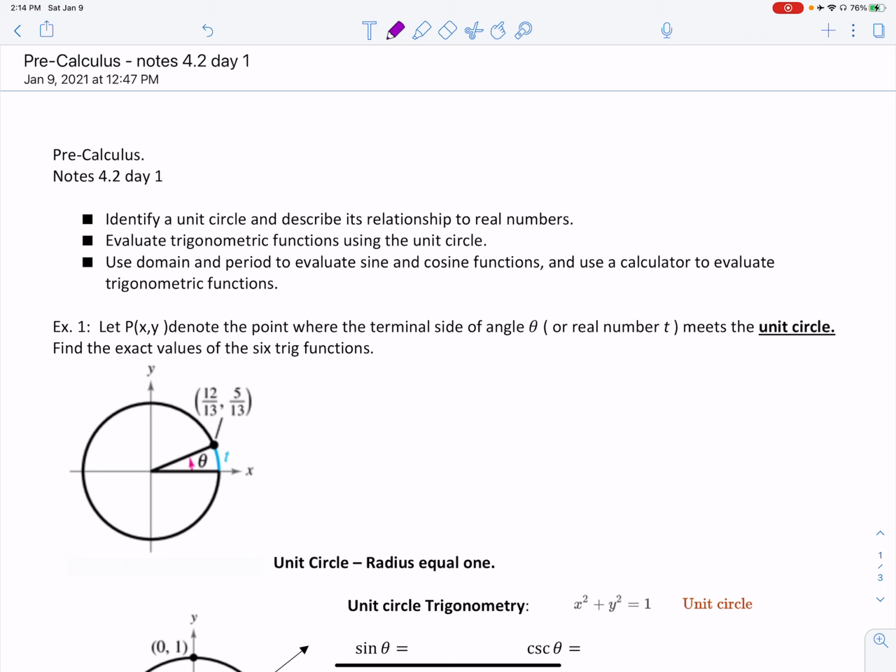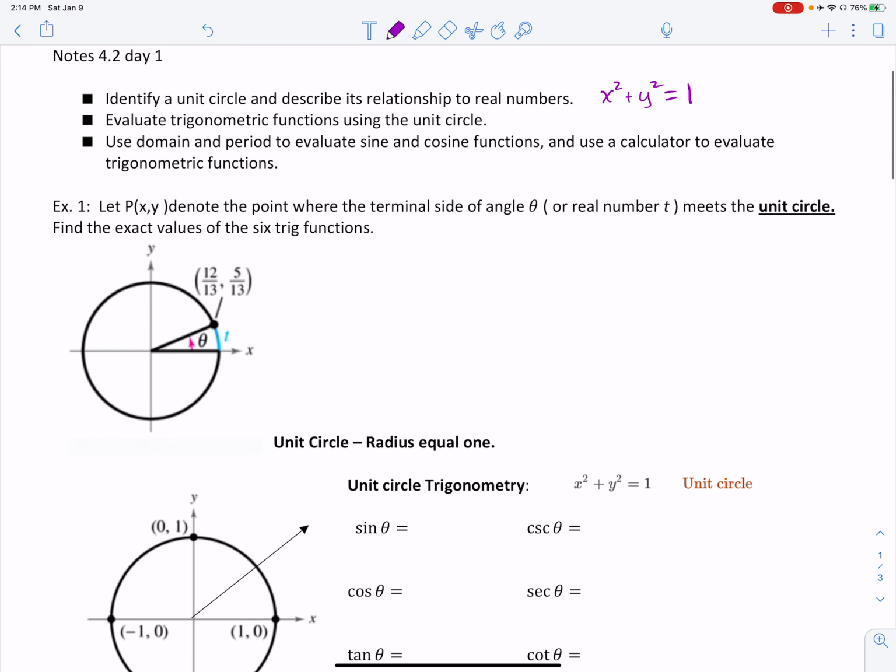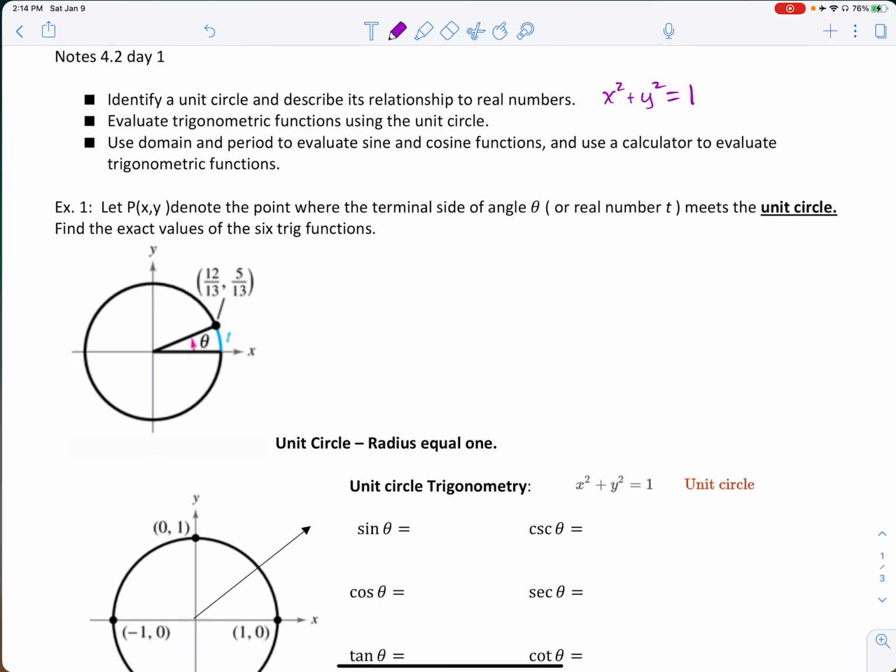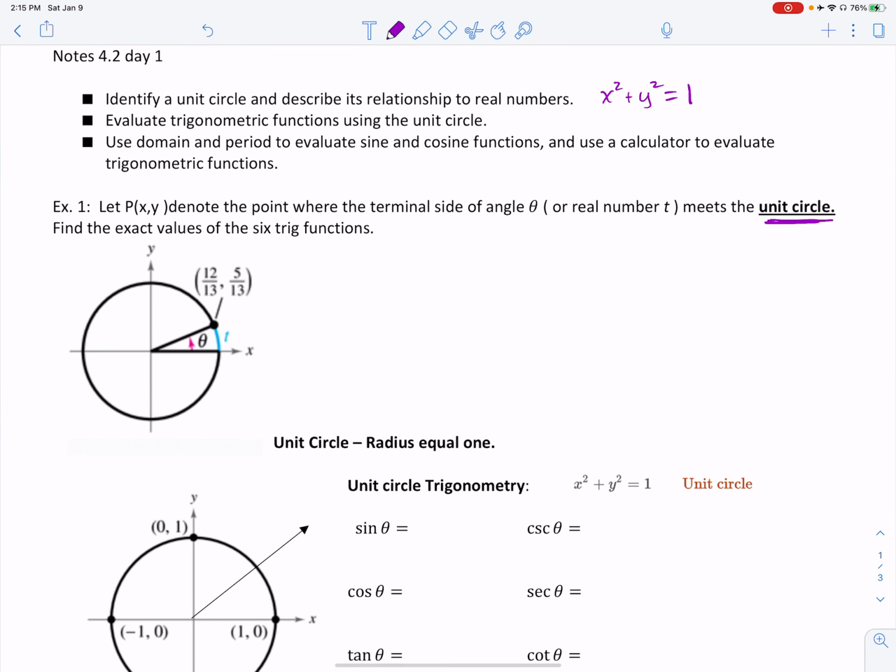Pre-Calculus 4.2, Day 1. We are going to be looking at a unit circle and evaluating trig functions using it. First of all, a unit circle is a circle centered at the origin with a radius of 1. It's important to note when a problem says that you have a unit circle, because then you know the radius is 1. And so that's what we have here.